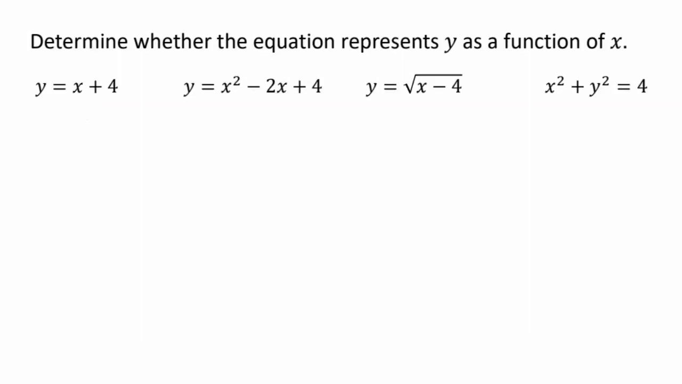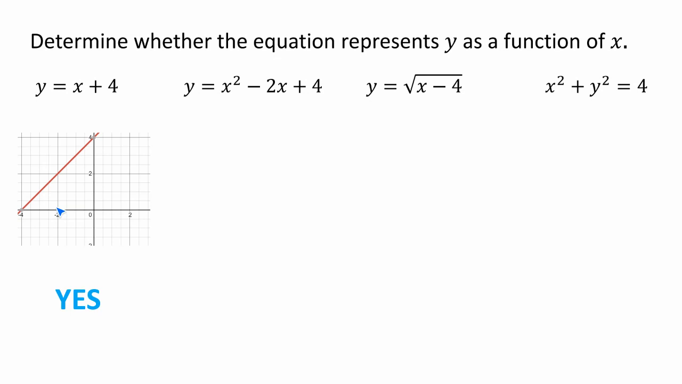A line. So Salvador said it's a line. So yes, if we graph it, it's going to be a line. And so this would pass the vertical line test. Remember, if you draw a vertical line and it only crosses your graph at one point, then it makes it a function. So since it passes the vertical line test, then yes, this is a function.